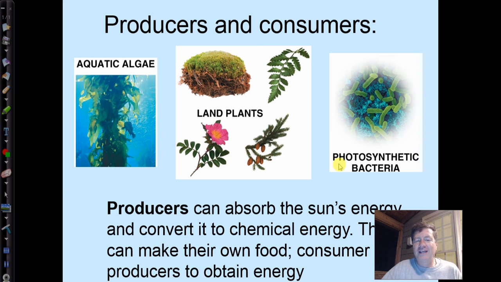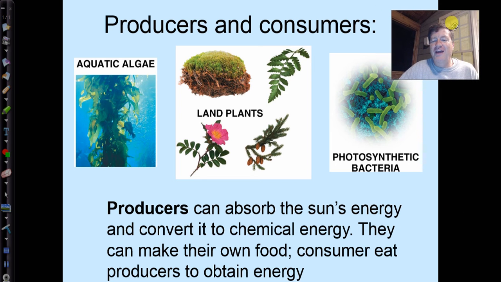The producers and consumers have sort of a different relationship here with the sun. Producers can absorb the sun's energy and convert it to chemical energy. And don't think that's not impressive. You can't do that. You cannot convert the sun's energy into ATP or any chemical form. You can say, I can get warm in the sun. Yeah, but warmth does not power chemical reactions the way ATP does.